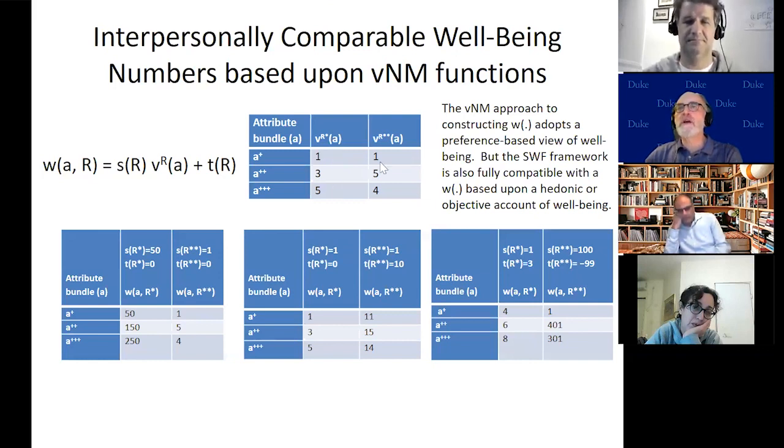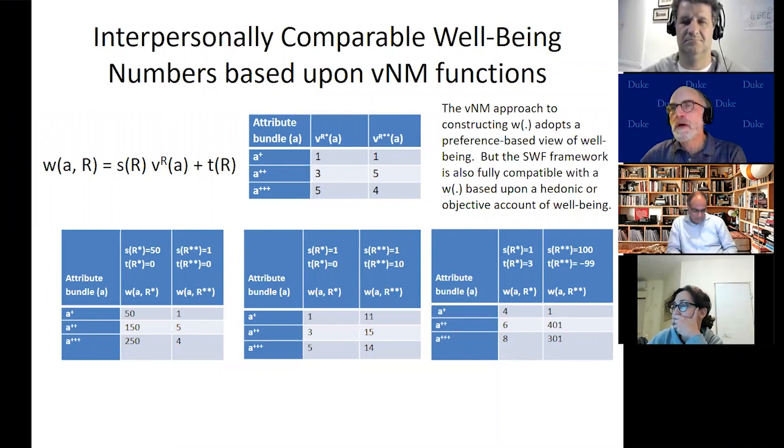And then what I show here is that we can take each of these and multiply them by different scaling factors. And that will lead to different interpersonal comparisons. It will respect people with the same preference, by using the VNM utility function, you're respecting their preferences. And by choosing the scaling factors, you're making comparisons between people with different preferences.